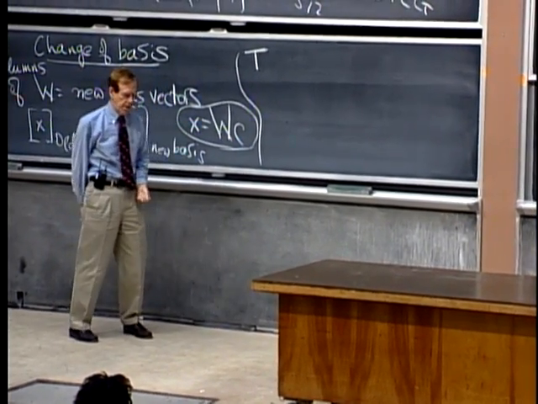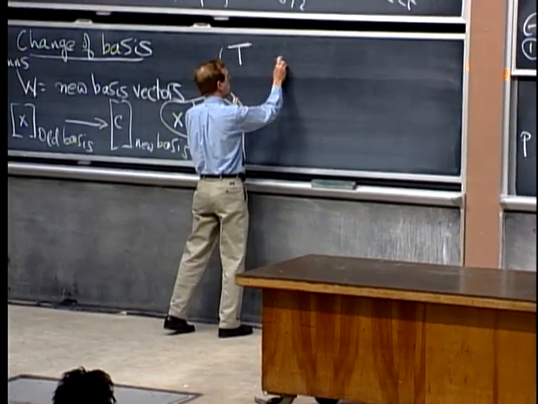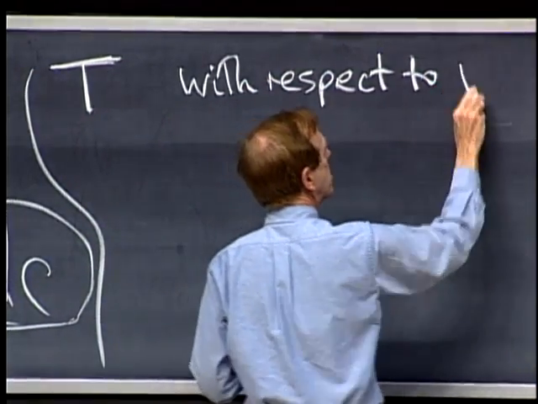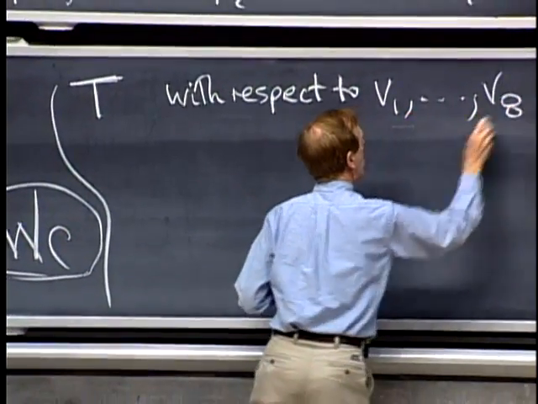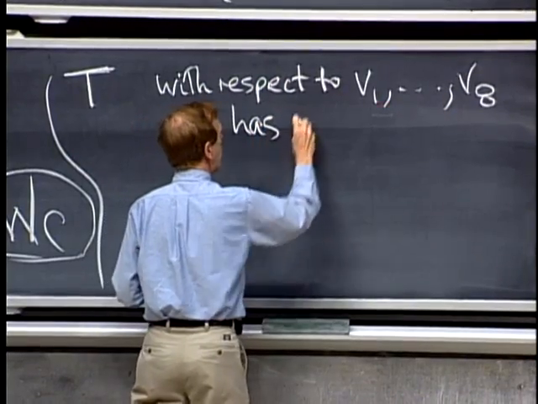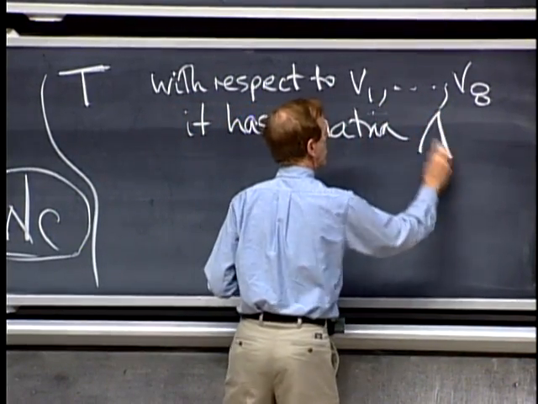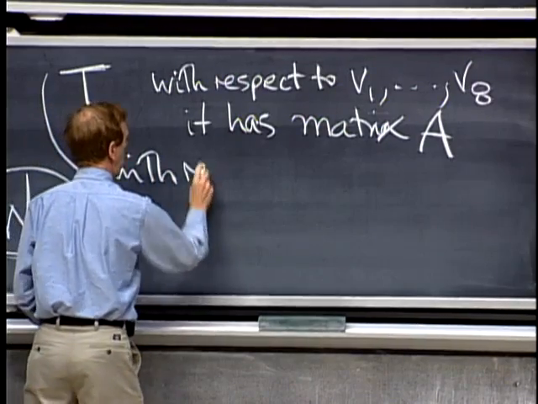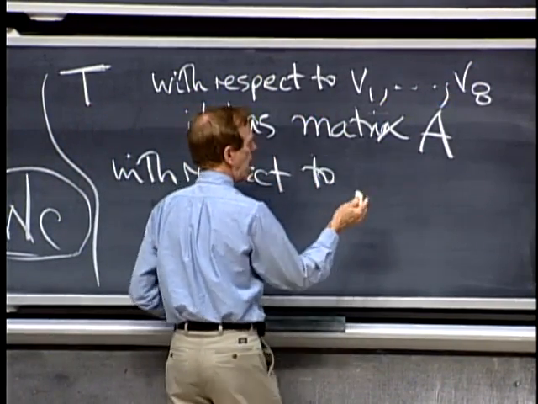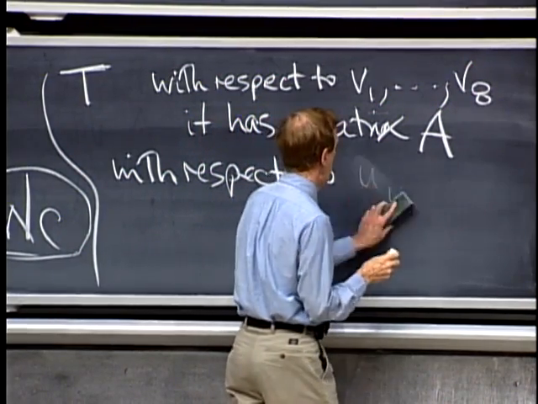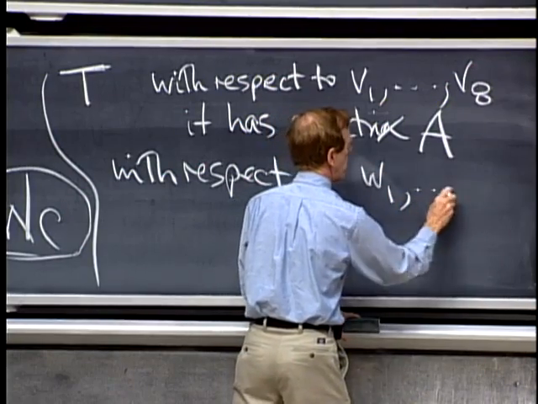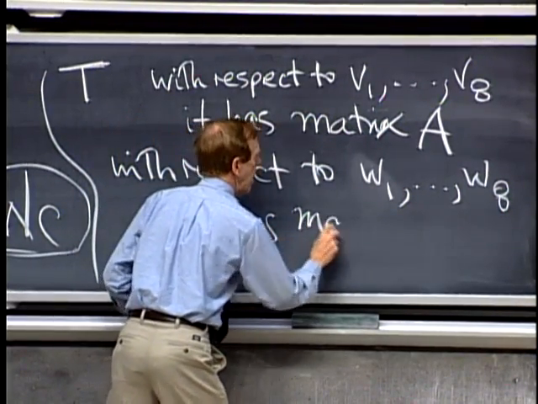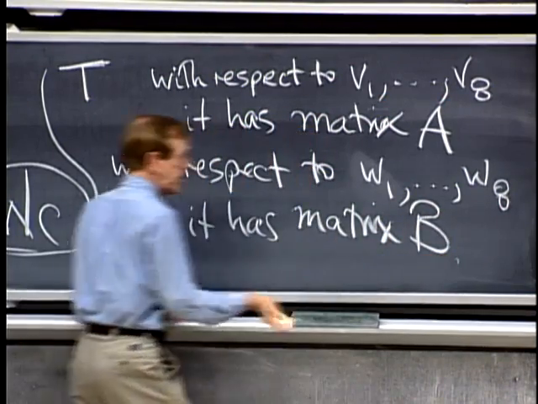Now let's get matrices in there. Okay. So with respect to a first basis, say V1 up to V8, it has a matrix A. I'm just setting up letters here. With respect to a second basis, say W1 up to W8, since I've used W's, it has a matrix B. And my question is, what's the connection between A and B?